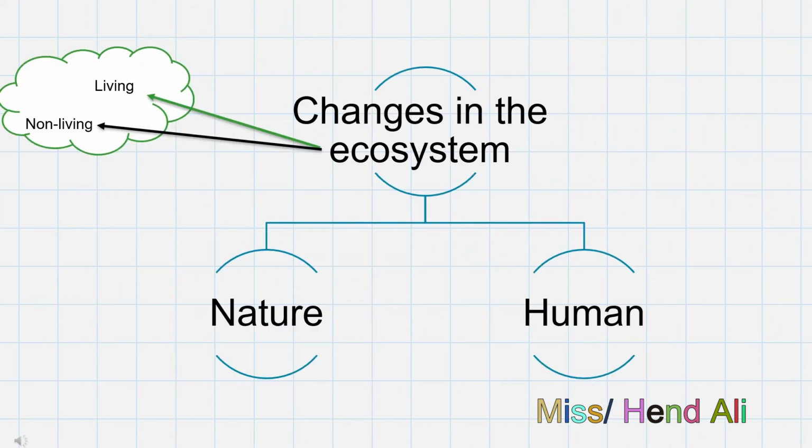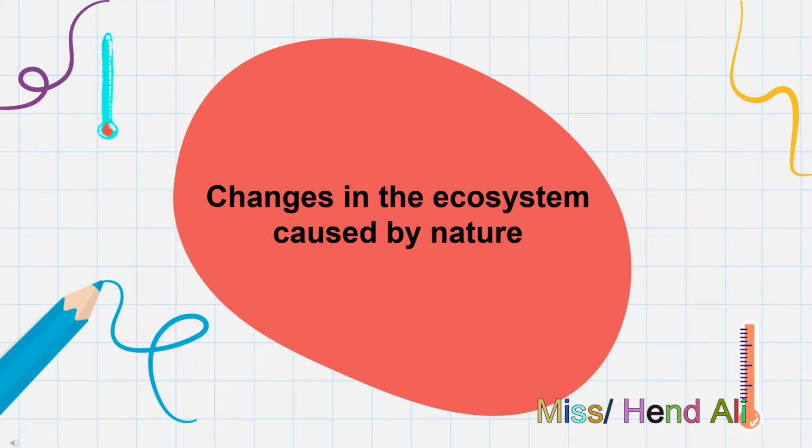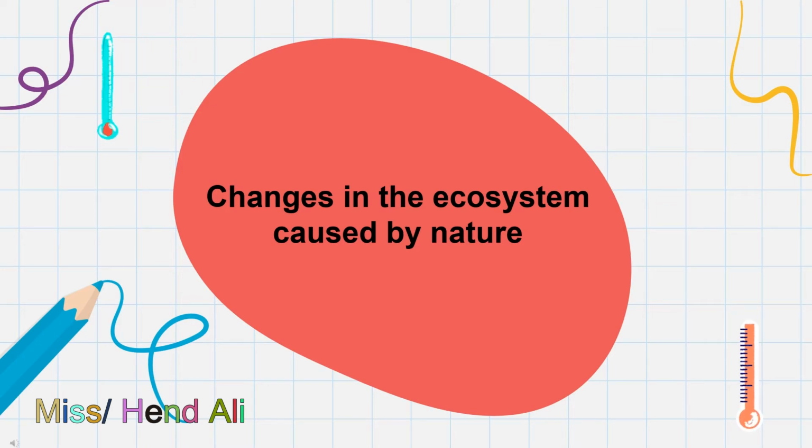Let's move to another point, which is changes in the ecosystem. We've said before that an ecosystem includes living organisms and non-living organisms. So who caused the changes in the ecosystem? These changes can be caused by nature or can be caused by humans. Now let's talk about changes in the ecosystem caused by nature.